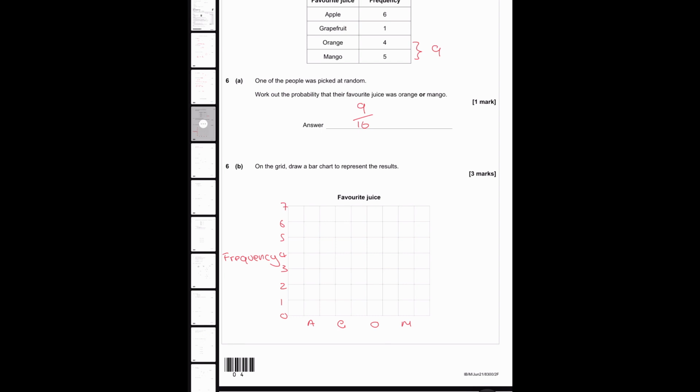Now, the frequency in the table is the height of each bar. Apple will go up to 6, grapefruit will go up to 1, orange will go up to 4, and mango will go up to 5.